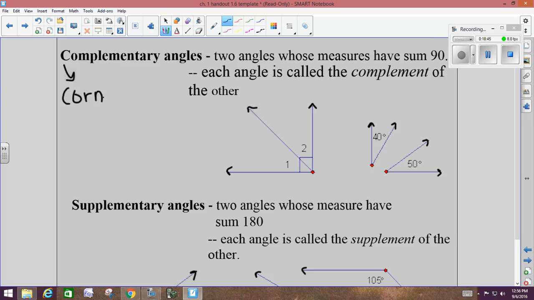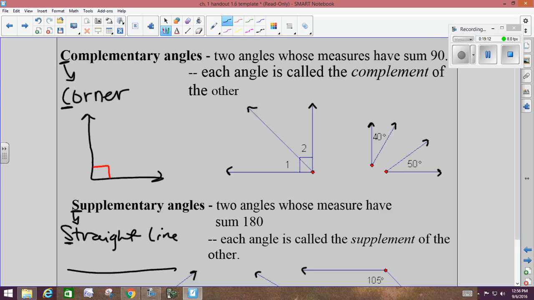Complementary angles make a corner. Complementary corner. Remember, corners, if we construct them correctly, will have a 90-degree angle. Complementary corner, add up to 90. See that alliteration? Complementary corner. Okay. Supplementary angles form a straight line. Supplementary straight. Straight lines have 180 degrees. Complementary corner, 90. Supplementary straight line, 180. Only can be 2 angles that add up to 90 or 180.